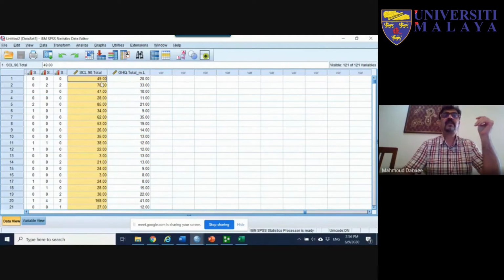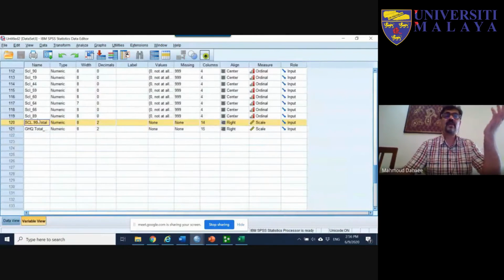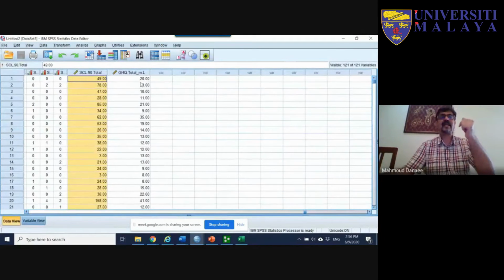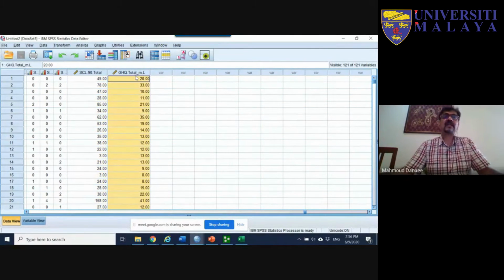adopt this instrument in the same context, because SCL19 has more items, almost 90 items, but GHQ has only 28 items. And he tried to use the SCL19 in this study. Why? Because SCL19 has more sub-scales or dimensions. So to make sure that this instrument is a valid instrument, in this study we collected both GHQ and SCL19.